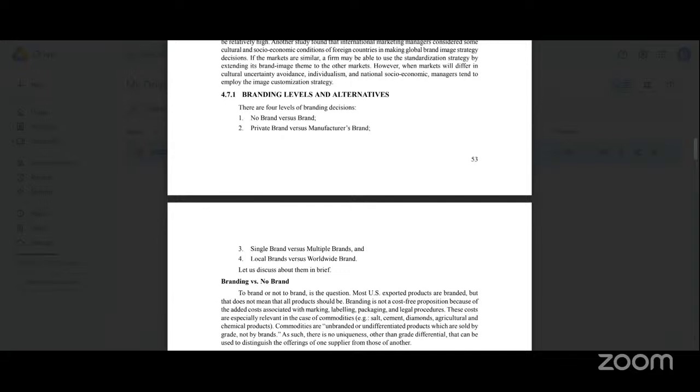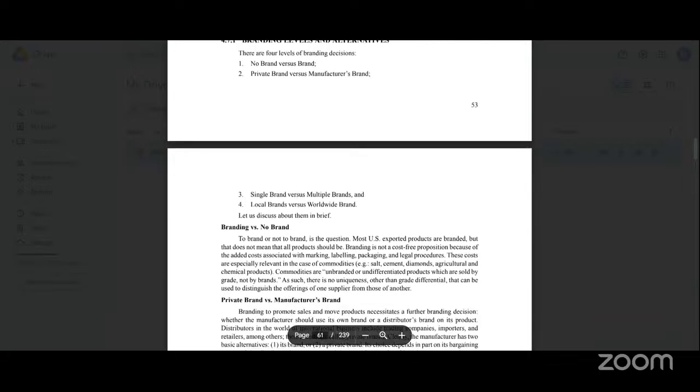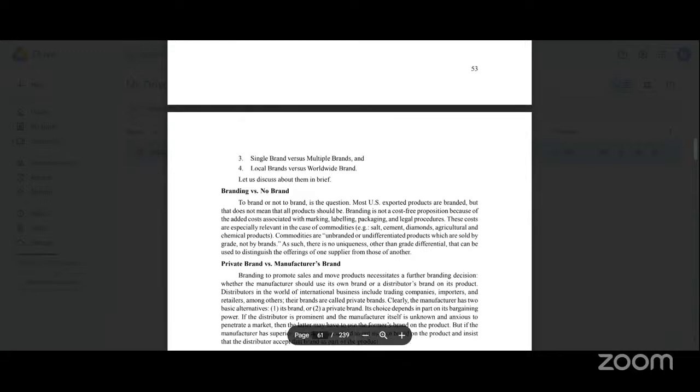In that, there are four broad levels that we need to look at. First one is no brand versus brand. Second is private brand versus manufacturer's brand. Third one is single brand versus multiple brands. And fourth one is local brands versus worldwide brands. So let us look at brand versus no brand.